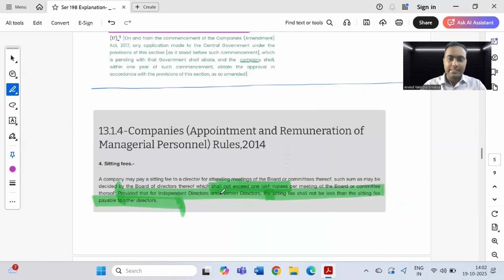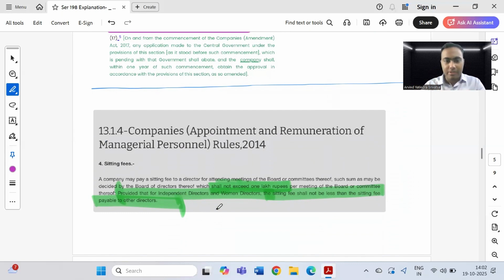Next, since we were referring to sitting fees, I told you there is a maximum limit for sitting fees. Let's look at that. A company may pay a sitting fee to a director for attending meetings of the board or committees thereof, such sum as may be decided by the board of directors thereof, which shall not exceed 1 lakh rupees. So the maximum sitting fees you can pay per meeting is 1 lakh rupees, right? I hope that is clear.